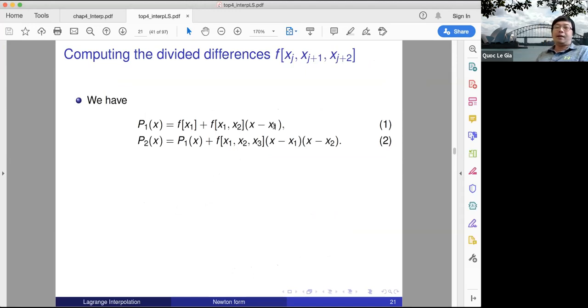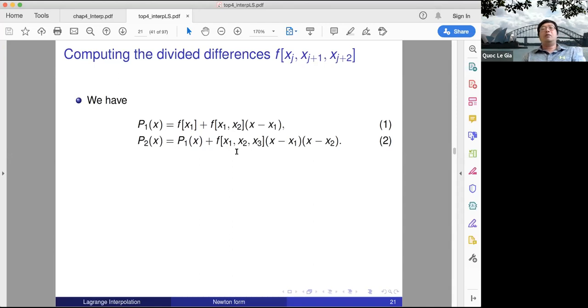Okay, so now we do it step by step. Remember, with the new notation, P1 can be written like this: f of x1 plus the divided difference coefficient of x1, x2, remember this is the slope of the line, times (x minus x1). And P2, like we said before, is just equal to P1 plus, before we called it A2, but now we call it the divided difference coefficient over x1, x2, x3. So this coefficient is unknown. We don't know how to find it, but we will find out. Okay, so that is the whole point here.